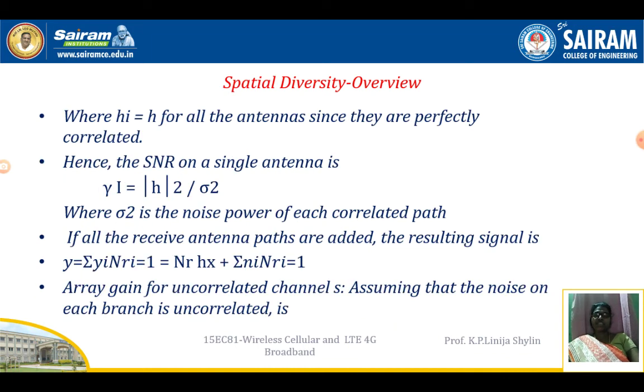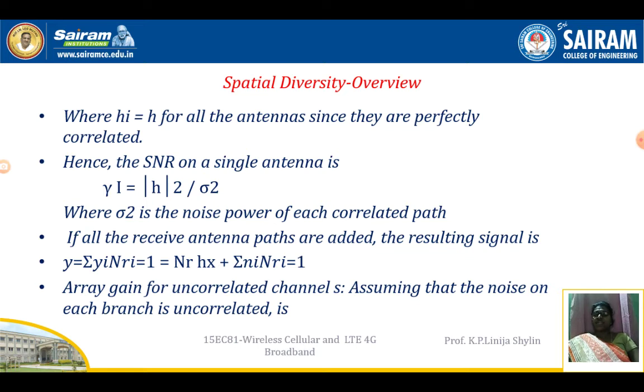We will see what hi is. hi is the channel gain for all the antennas, since they are perfectly correlated, so hi can be written as h. For example, if we are using n multiple antennas, i varies from 1 to n: h1, h2, h3, for antenna 1, antenna 2, antenna 3, and so on, i varies from 1 to n.